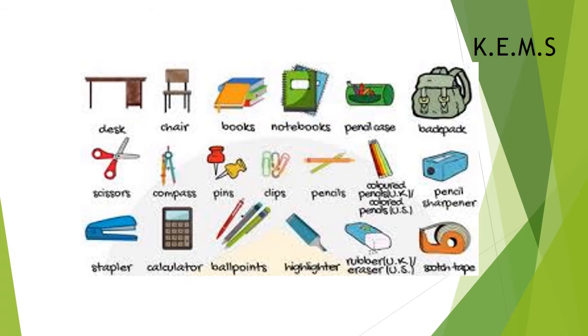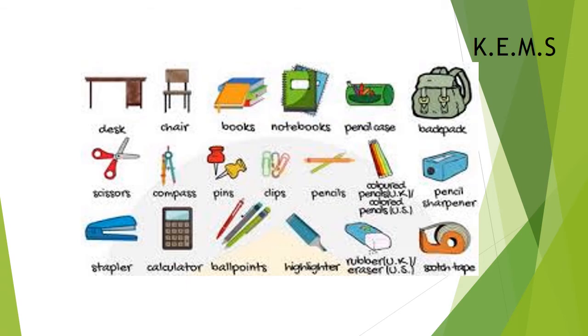You can see there is a desk. What is this desk made out of? This desk may be made out of wood, may be made out of iron, etc. Chair, it may be made out of wood, plastic, iron. Books are made out of paper and hardboard for the outer cover. Then notebooks, then the pencil case you can see. It may be made out of rubber, iron, or simple pouches you have touched. Backpack, that is your school bag.